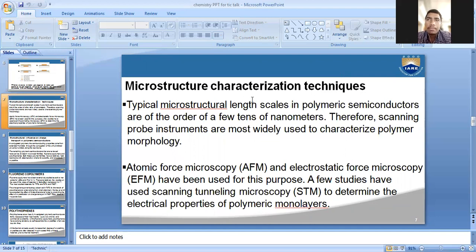Microstructure characterization techniques. Typical microstructural length scales in polymeric semiconductors are of the order of a few tens of nanometers. Therefore, scanning probe instruments are most widely used to characterize polymer morphology. Atomic force microscopy and electrostatic force microscopy have been used for this purpose. A few studies have used scanning tunneling microscopy (STM) to determine the electrical properties of polymeric monolayers.